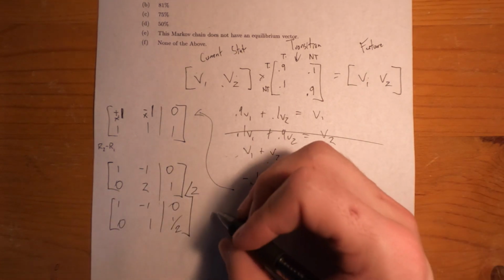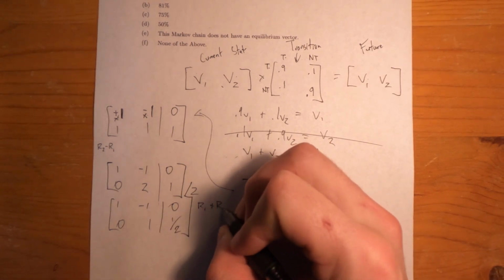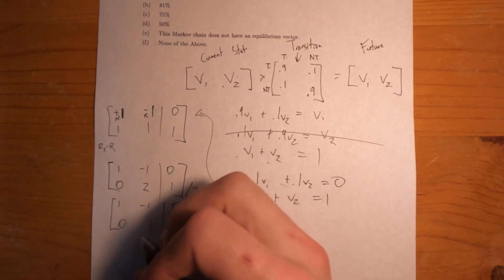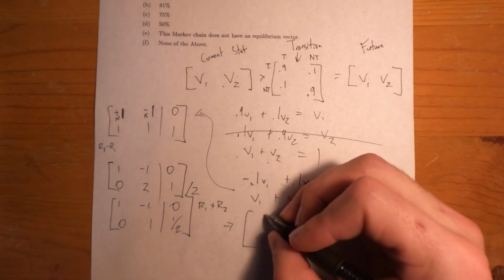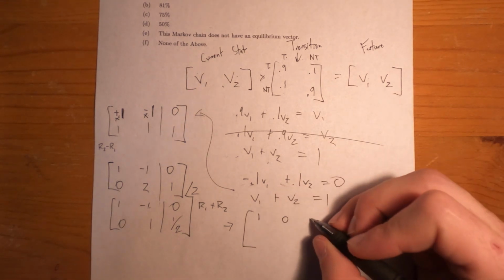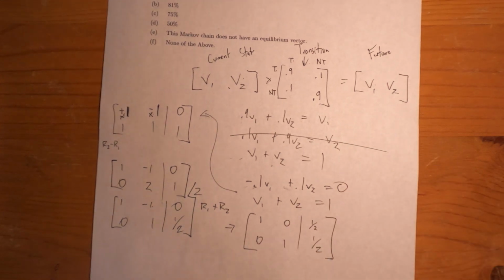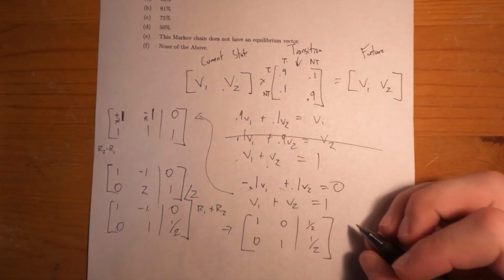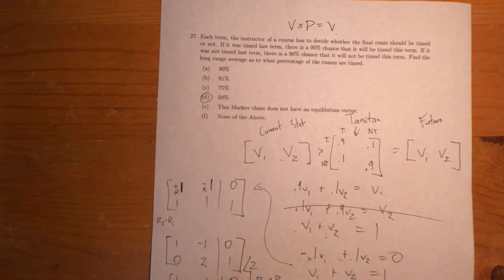Now I'm going to add row 1 plus row 2 to get this to be a 0. Follow my arrows, so you know where I'm working. That gives me 1, 0, 1/2, and 0, 1, 1/2. So my equilibrium vector in this case is 1/2, 1/2. 50-50 chance. So we're looking at D here. That's the long range average as to what percentage of exams are timed.